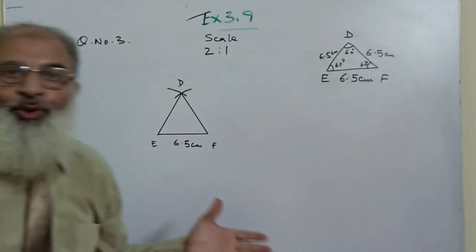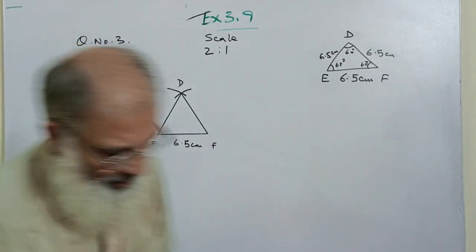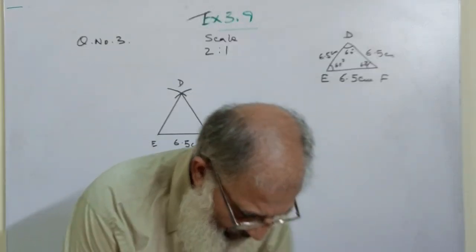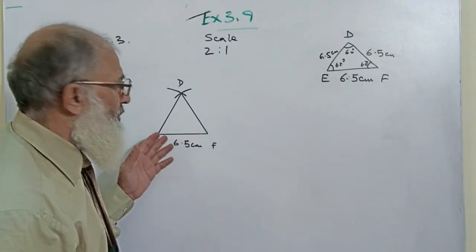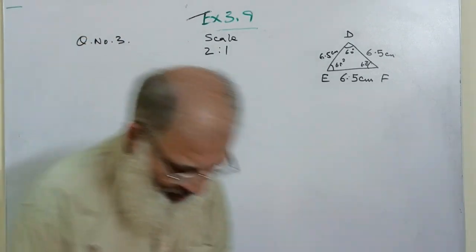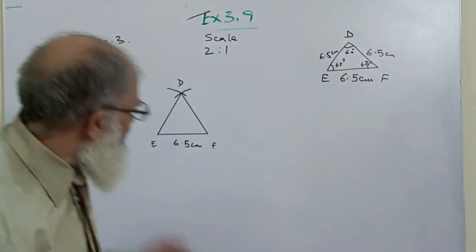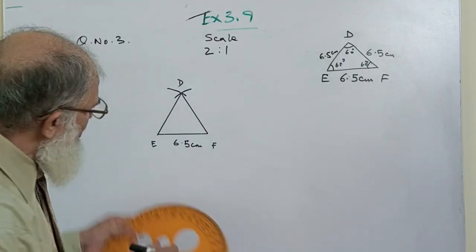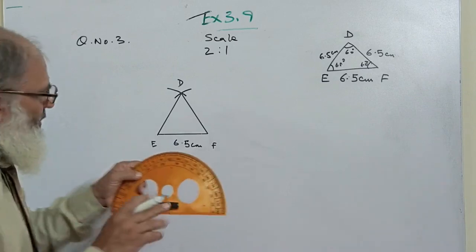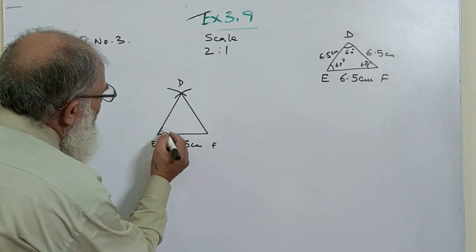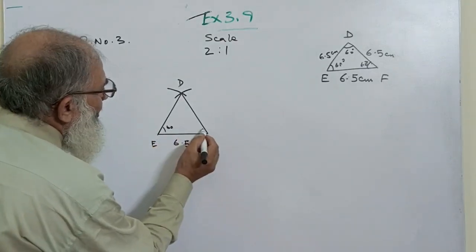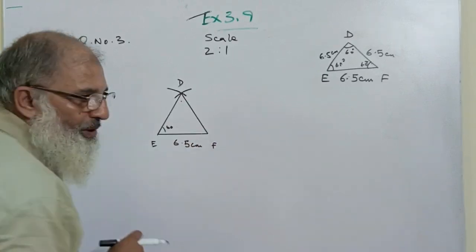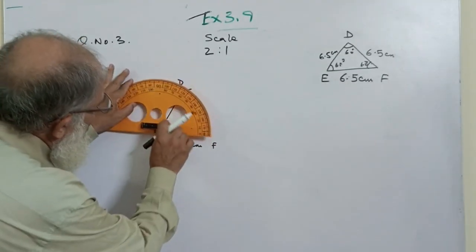Now if you are told to write the steps of construction, then you have to write them. Otherwise, you need not write the steps of construction. Now let me check it. This angle should be 60 degrees, and this angle should be 60 degrees, and this angle should be 60 degrees. So let me check it.